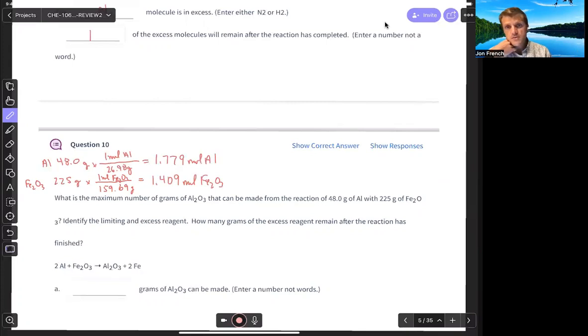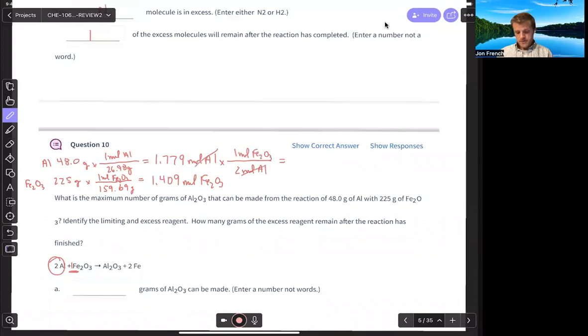So, good question. How do they not have the same unit if they're both in moles? They're both in moles, but they're different moles. One is moles of aluminum, one is moles of iron 3 oxide. So they're only partially the same. I still need to convert them into the same moles of the same reagent. So I'm going to convert them both into iron 3 oxide. So I go to the reaction: 2 moles of aluminum require 1 mole of iron 3 oxide. For every 2 moles of aluminum, I need 1 mole of iron 3 oxide. And now they're going to be in the same units.